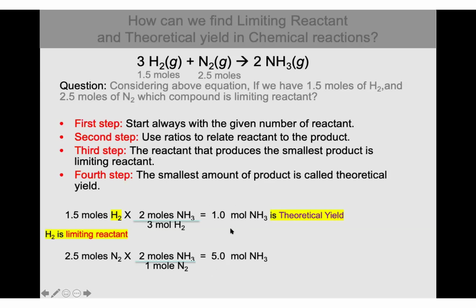We said that the limiting reactant always produces the smallest product. So we can say here, my H2 is the limiting reactant because it produces the smallest product. It's the one that is used up first in the reaction and is gone. And my 1 mole NH3 is the theoretical yield. So that's the correct answer, guys, in the exam.